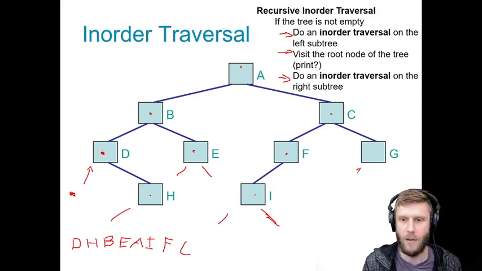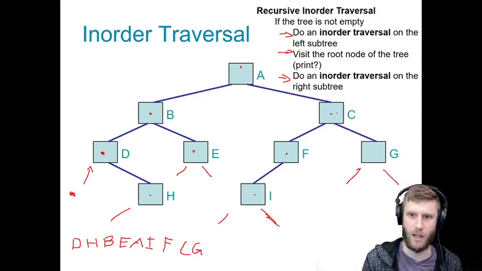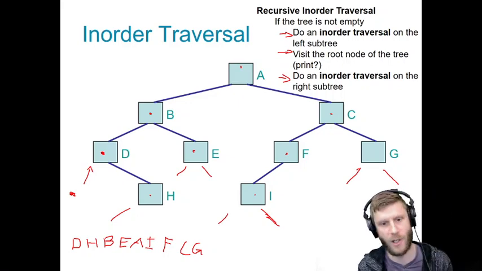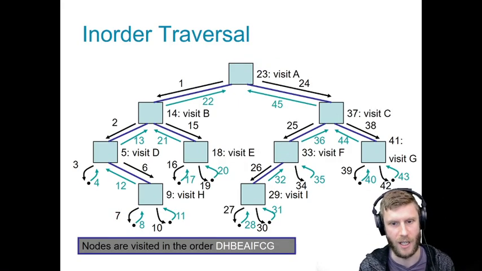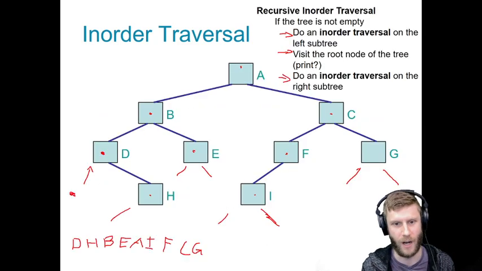Now we're at G. We go to the left, nothing there. Then we can print out G. Then we go to the right, nothing there. We return, we're done. So we got D, H, B, E, A, I, F, C, G. Look at that, I was right.